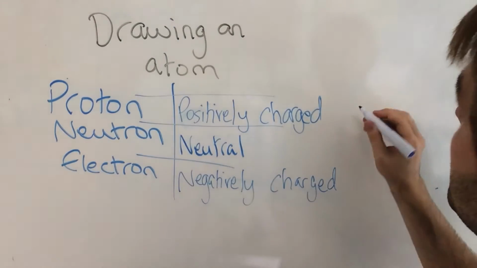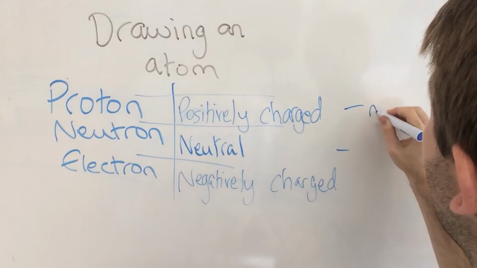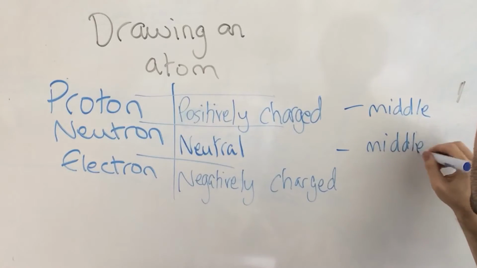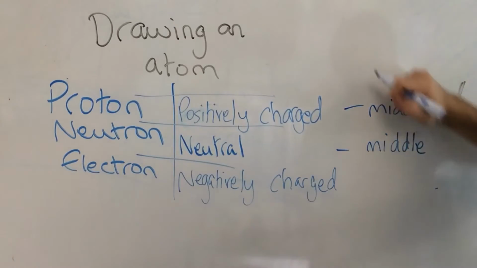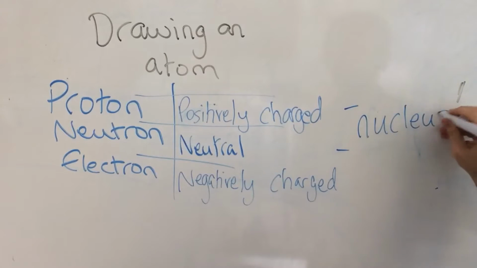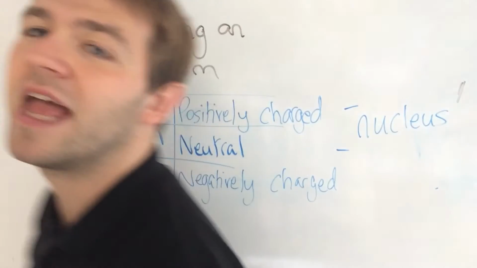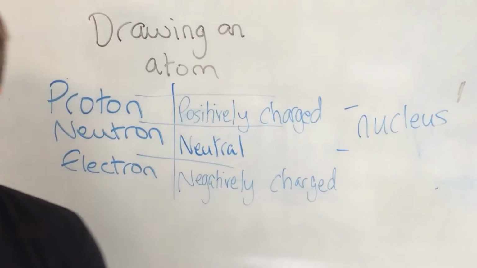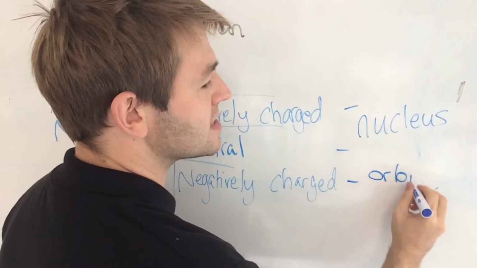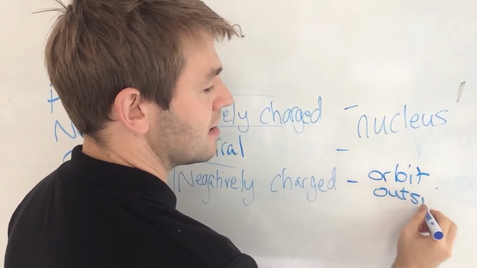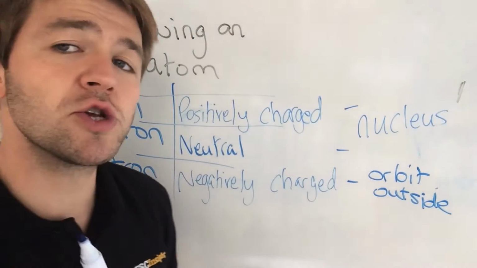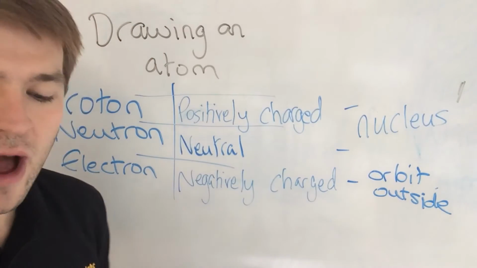In the atom, the proton and the neutron are in the middle. I find those inside the atom, and the middle of the atom I call a nucleus. Atomkärna. That's where I find the protons and the neutrons. The electrons, instead, they orbit outside. They go around the outside of the atom. Protons, neutrons in the middle, the electrons around the outside.